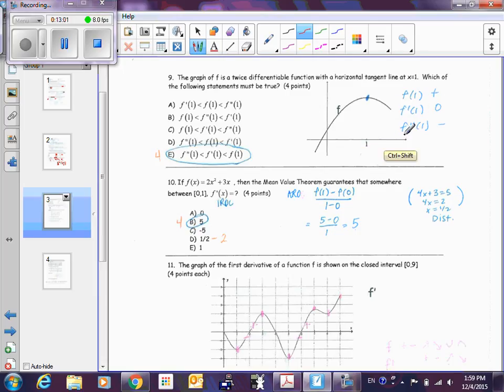So like on number 9, the people who got it right, I saw something like this on their paper. F of 1, that's the y value. Above the x-axis means f of 1 is positive. F prime of 1, that's the slope. The slope right there at x equals 1 is 0. F double prime is concavity. Concave down means a negative second derivative.